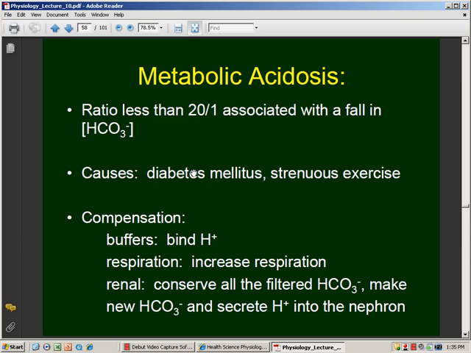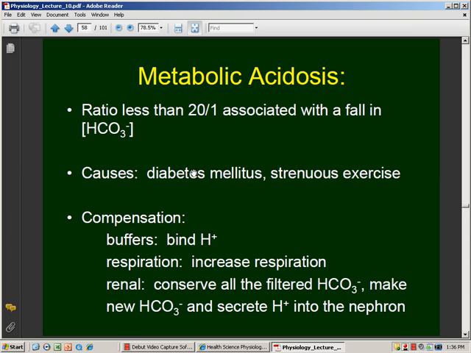Some of the causes: diabetes mellitus. What do you technically call that? Diabetic. What's causing the acids? We talked about it in lab last week with urinalysis. Ketoacidosis, yep. So things like acetone, they're accumulating way too many ketone bodies.